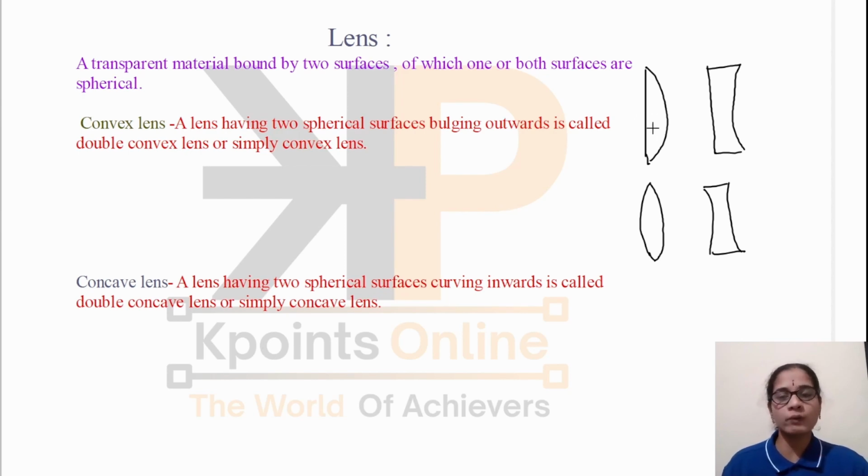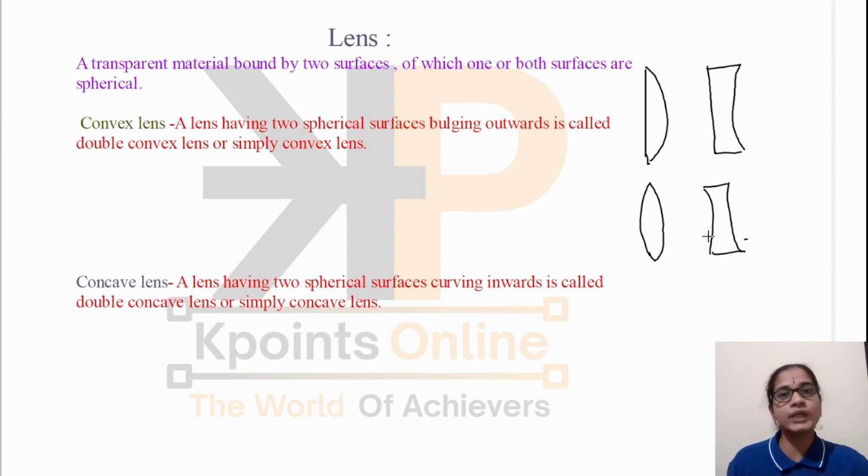This is called a plano-convex lens, as it is bound by one plane surface and another convex surface which is bulged outwards. This is called a plano-concave lens, as it is bound by one plane surface and another concave surface, that means curved inwards. You can see in this lens, it is bound by two surfaces which are both curved outwards, that is bulged outwards. It is called a double convex lens or simply convex lens. In this lens, it is bound by two spherical surfaces which are curved inside. It is called a double concave lens or simply concave lens.